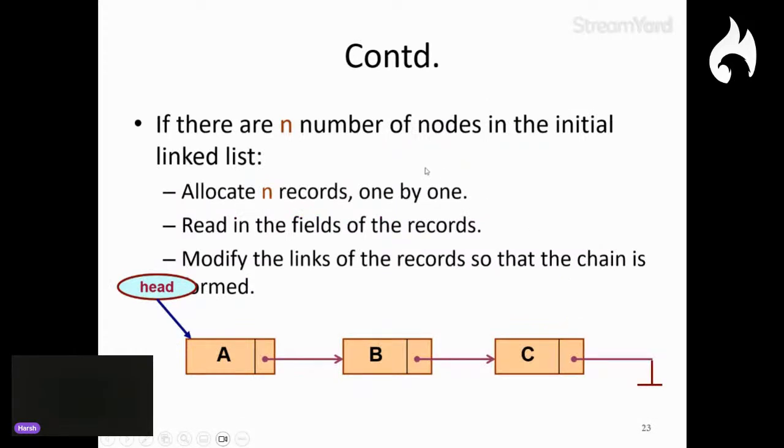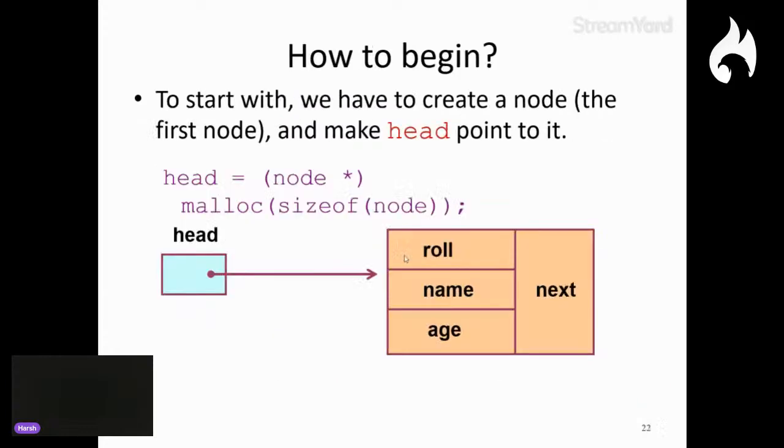If there are a number of nodes in the initial linked list, we'll be allocating n records one by one. We will be reading in the fields of the records and modifying the list links of the record so that the chain is formed.